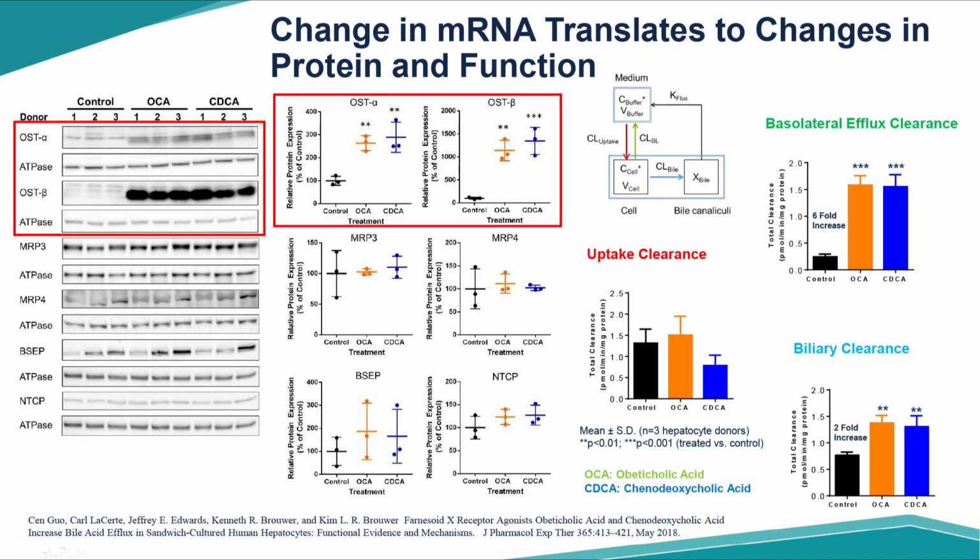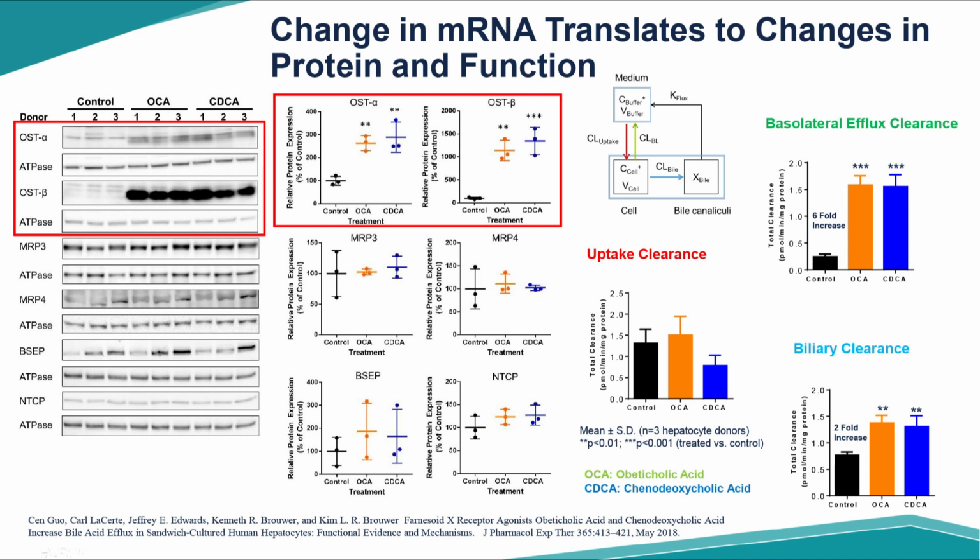We went on from there. We had messenger RNA data for OST alpha and beta and saw increases in that. We then went on to look at changes in protein, and again saw a very significant increase in the protein levels for OST when we treated with either CDCA or obeticholic acid. We did also see a little bit with BSEP, nothing with MRP3 or MRP4 for this.